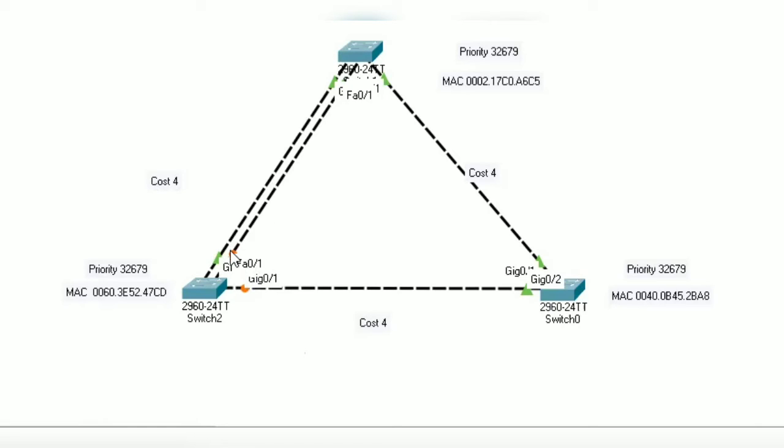Here, let me show you. You can see the MAC addresses 0002 and 0006. So 0002 is the lowest one, so switch 2 has to block.